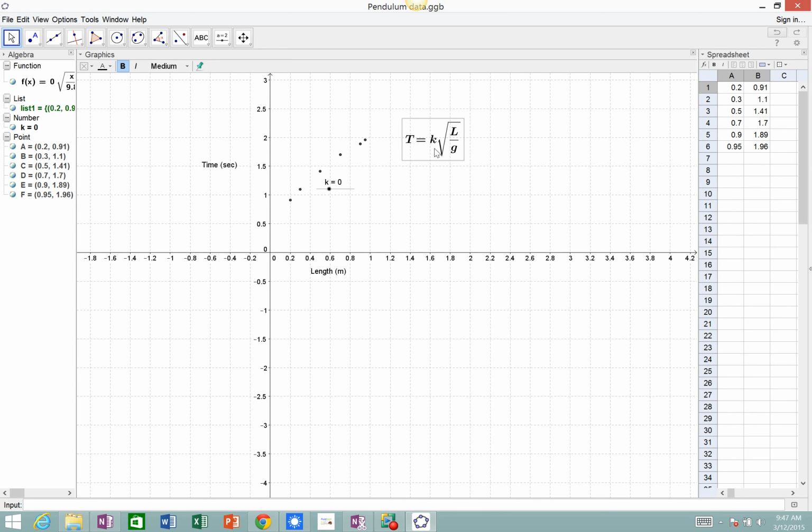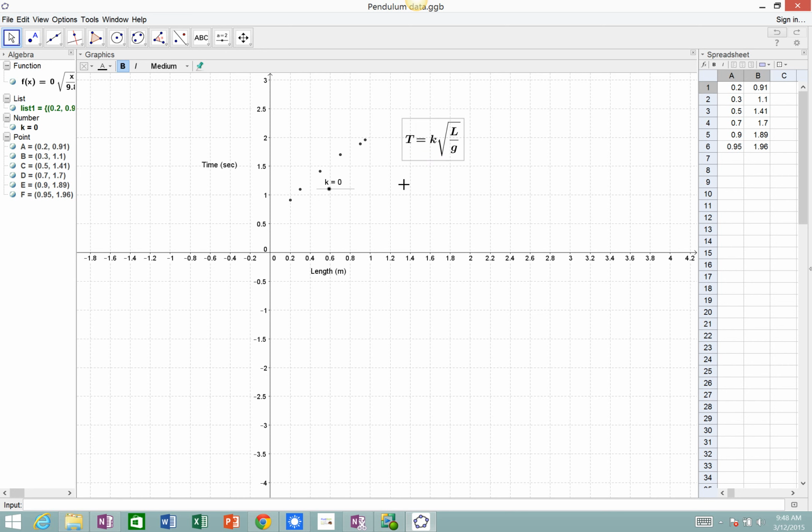And you will remember we speculated that T, the period, was going to equal K times the square root of the length over the gravitational constant. And our gravitational constant here on Earth is about 9.8 meters per second squared. So I've got that built into this. So that's going to be a constant for this particular planet.